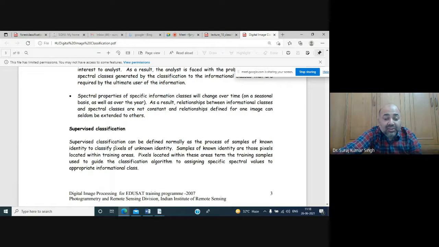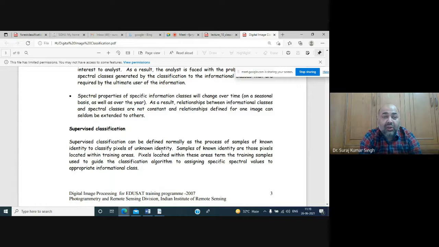Next comes the supervised classification technique. Supervised classification techniques can be defined normally as the process of using samples of known identity to classify pixels of unknown identity. So what we are trying to say is, in the supervised classification technique, we know the field very well, we have prior knowledge of the area, maybe we have done some ground truthing before classification, or we belong to that area.